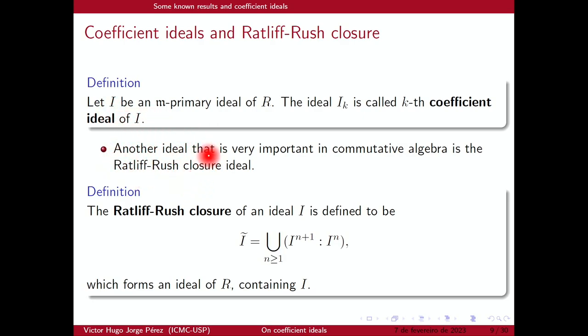Another very important idea in commutative algebra is the Ratliff-Rush closure of an ideal. For example, the Ratliff-Rush closure of an ideal is defined as the union of the colon ideals of powers of the ideal, which forms an ideal of R containing I. This ideal is very, very important in commutative algebra.